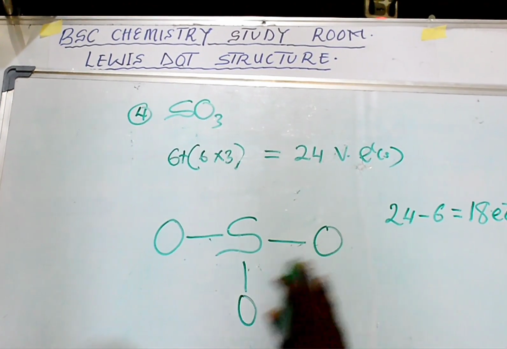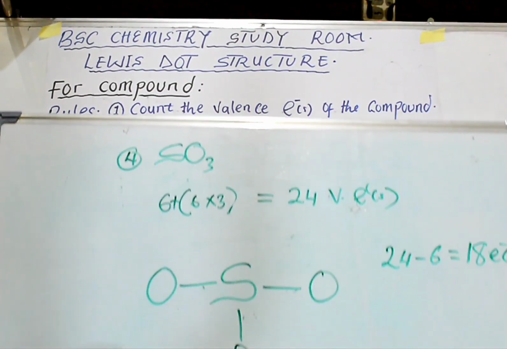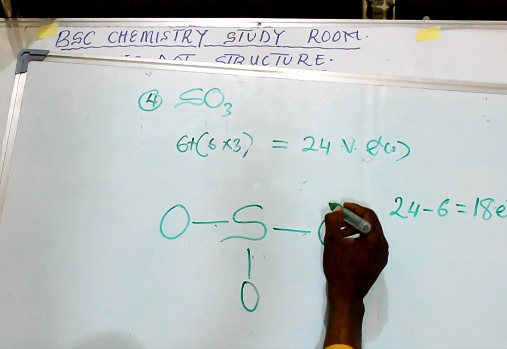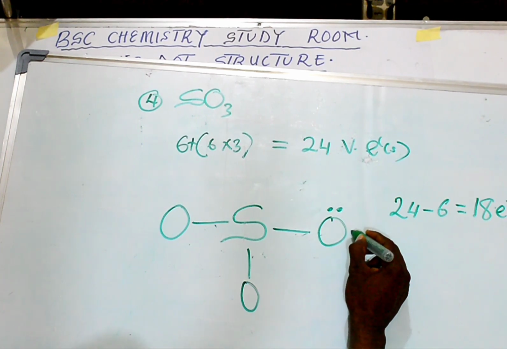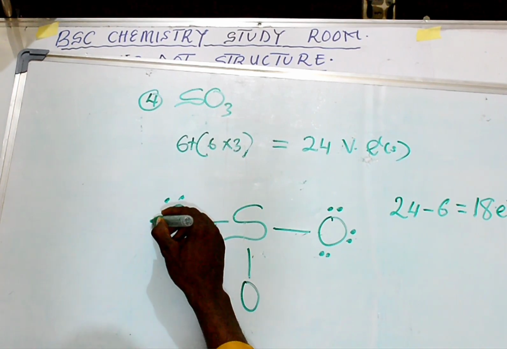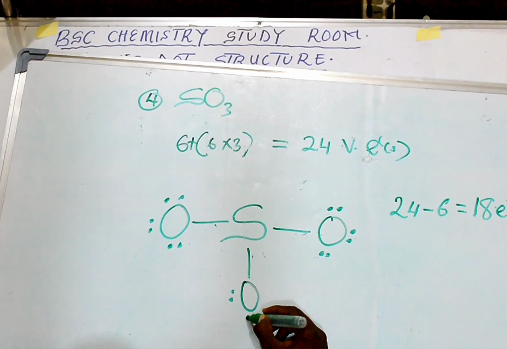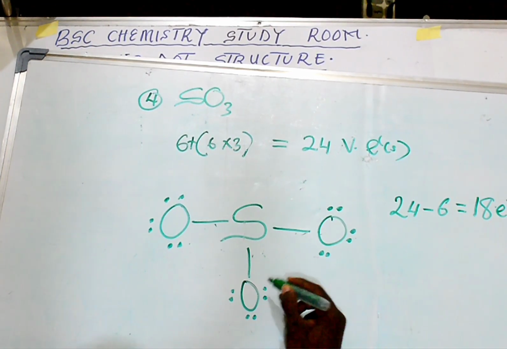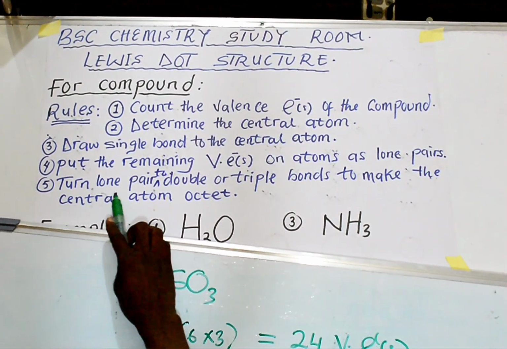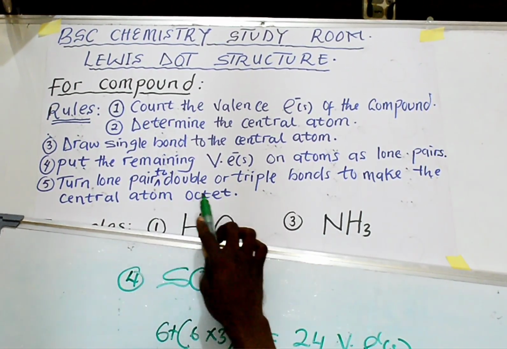So then the next step says put the remaining valence electrons on atoms as lone pairs. Then we are distributing all these 18 electrons on these atoms: 1, 2, 3, 4, 5, 6, 7, 8, 9, 10, 11, 12, 13, 14, 15, 16, 17, and 18. Finished. Now number 5 says turn lone pairs to double or triple bonds to make the central atom octet.